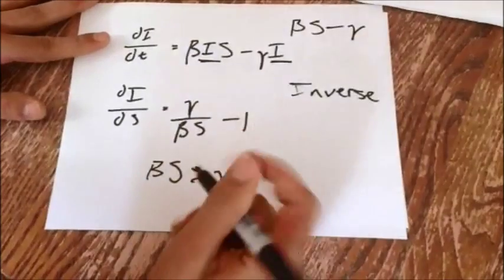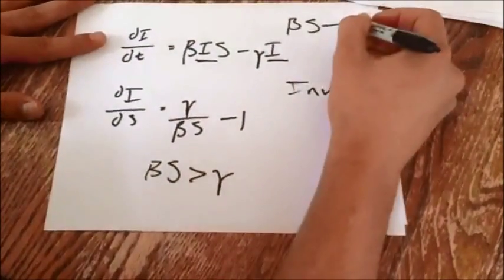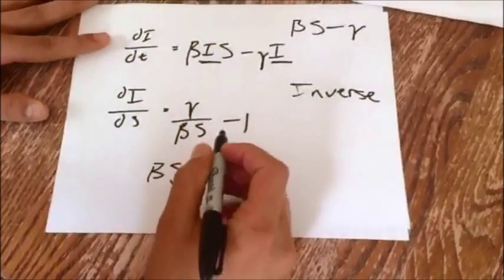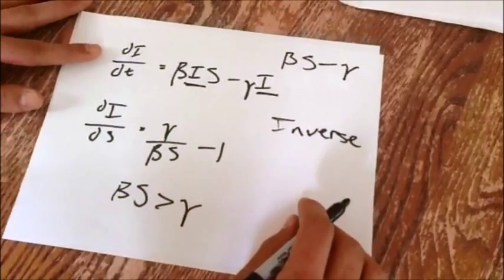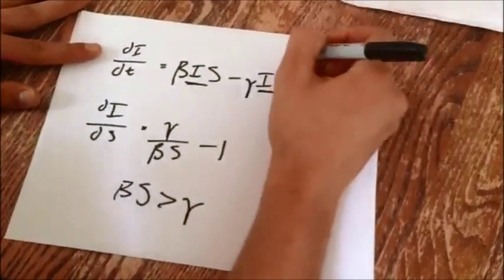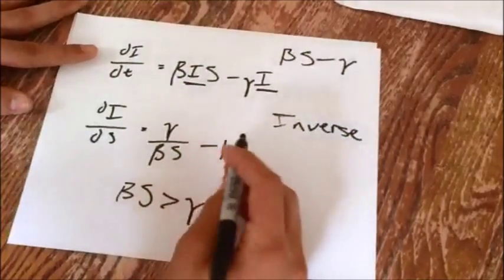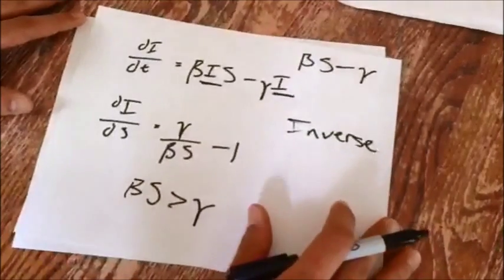So when this is bigger than that, you're going to get a very high dI/dt, which means your epidemic is going to take off. Inversely, if this is a lot bigger than that, then your dI/dt is going to be negative and your epidemic isn't going to take off.